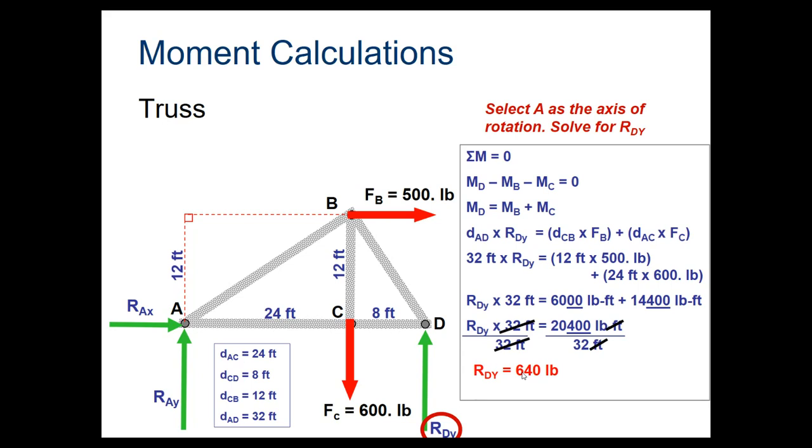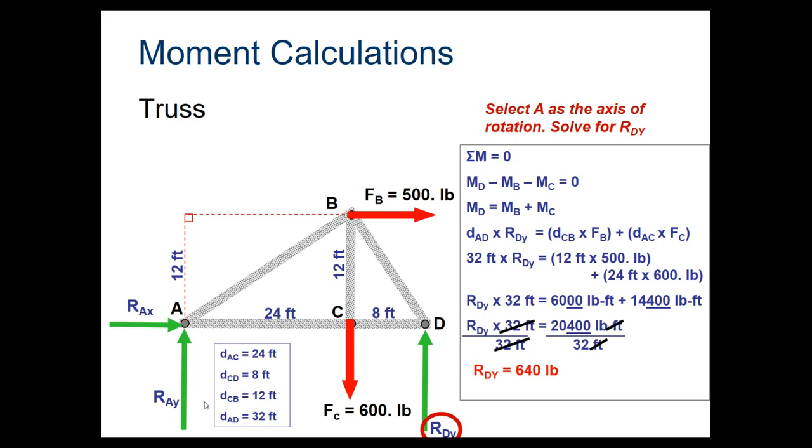Now, here's the question. What would be the force at RAY? Well, if this one's 640, what do we know? We know all the y directional forces. This is going back to our free body diagram stuff. For this to be in equilibrium, for this not to be moving, for it to be sitting still, all those y forces have to add up to 0. We'll talk about that some more. So if this one's 600 and this one's 640, what would A have to be?